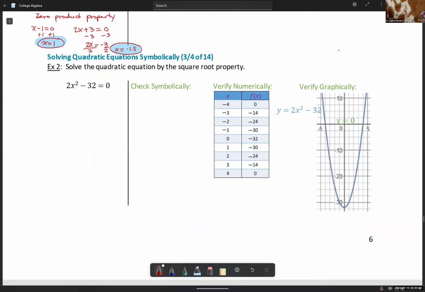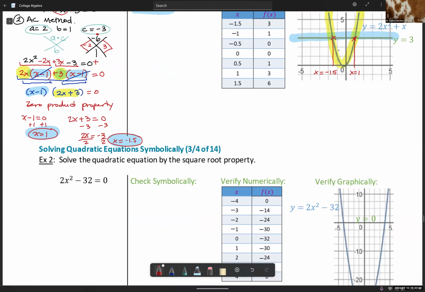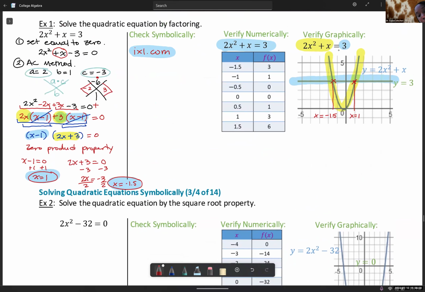Okay. Any questions on factoring, graphing by factoring? All right. Oh, checking symbolically. What does that look like? Well, you just go back to the original question and you see if it holds true. So x equal 1, type it in. Is it actually 3? So that's 2 times 1 plus 1. Well, that is 3. Verified.